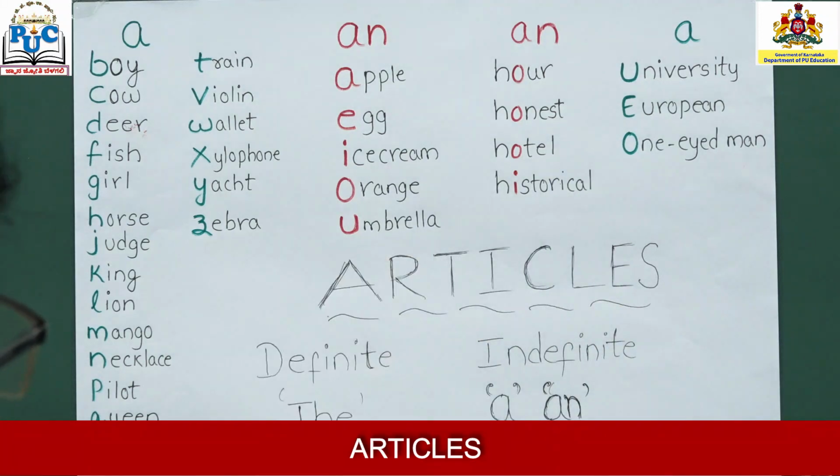Okay, so by this we can understand that a or an should be given depending upon the pronunciation, but not depending on the letters of the English alphabet. With this, we come to the conclusion that an indefinite article is used before singular countable nouns.